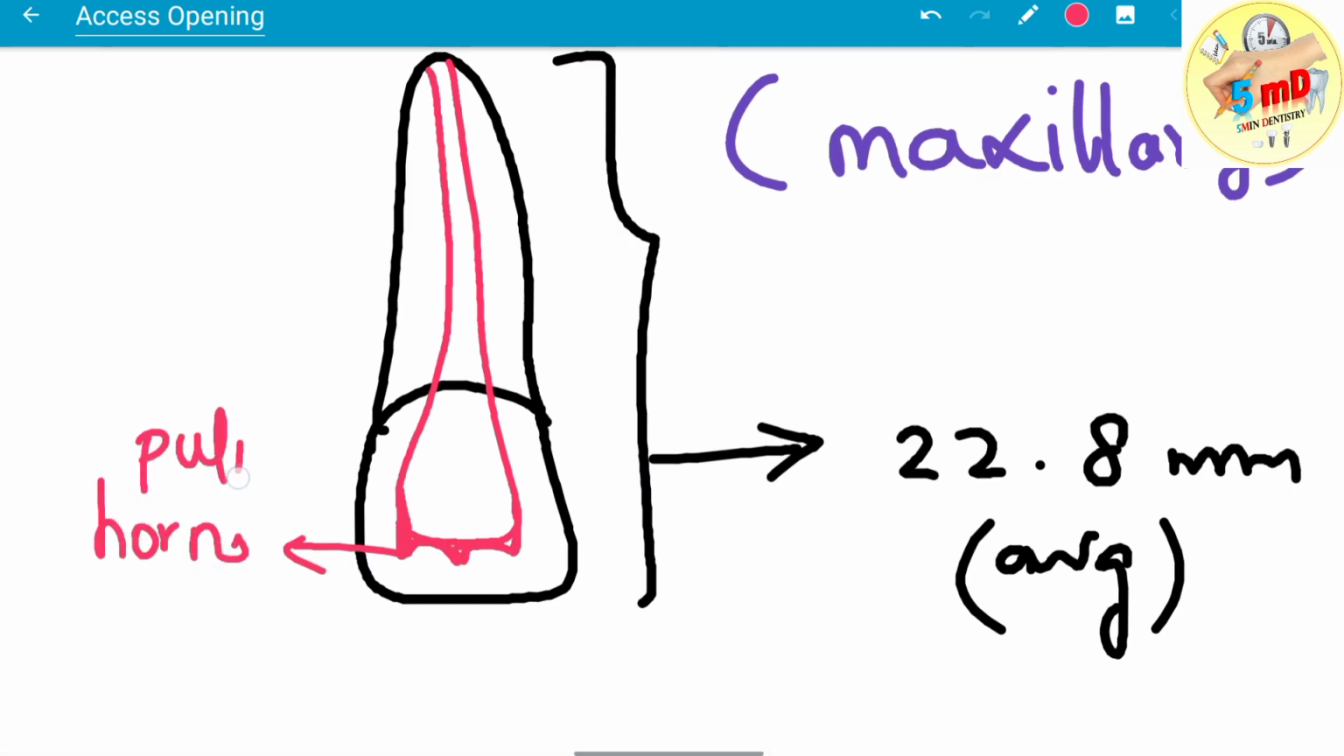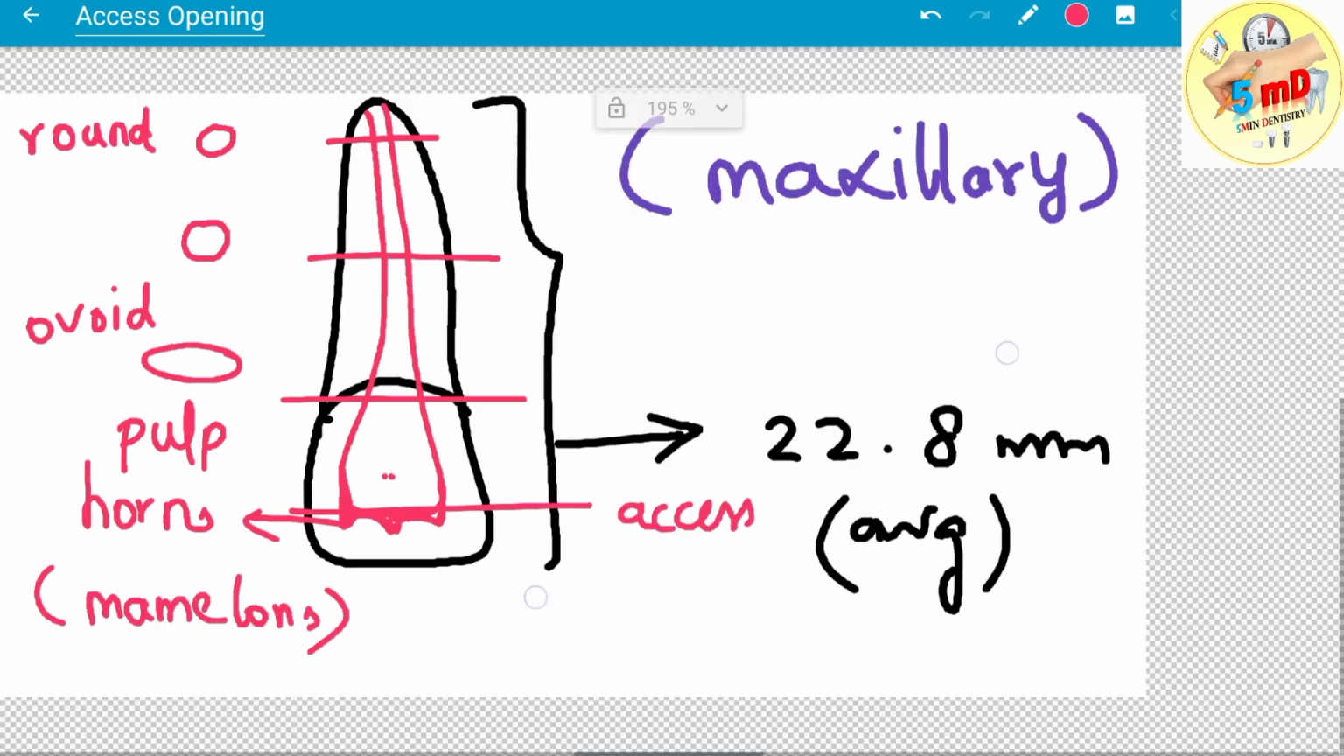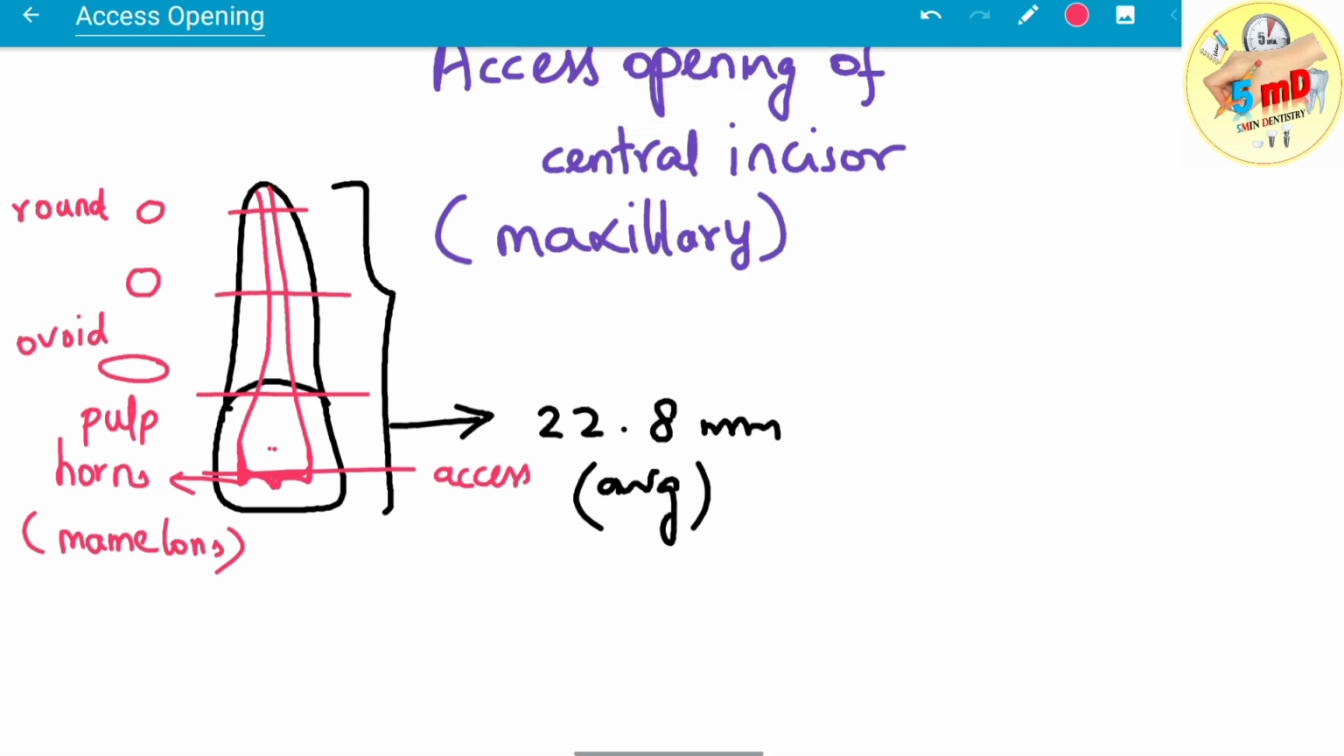So the pulp horns usually follow the patterns of the mamelon, the developmental mamelon which is seen in the central incisor. The pulp horns usually follow it and are three in number on average. The shape of the pulp canal at the cervical third is usually ovoid. In the middle third it will be ovoid to round, and in the apical third it is usually round. The pulp chamber usually is ovoid in mesiodistal dimension.